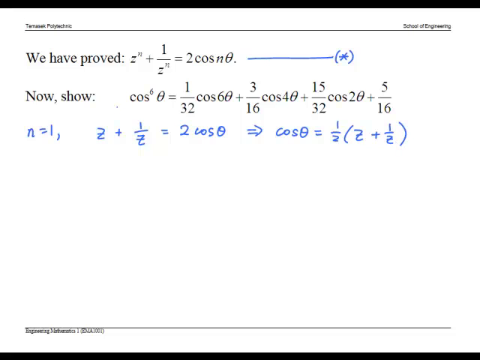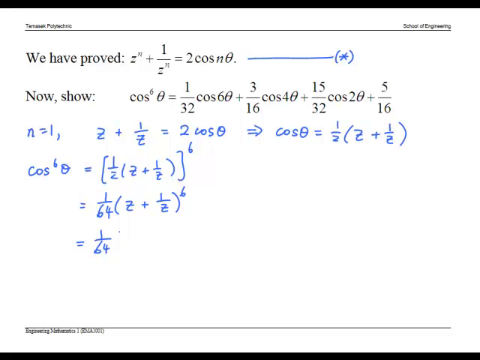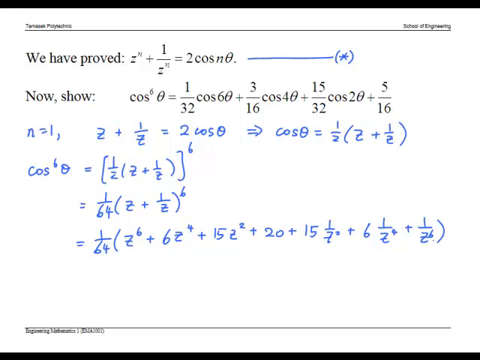On the left-hand side of the second identity, we get 1 over 2 z plus 1 over z, and the whole thing raised to the power 6. 2 to the power 6 is 64. So we need to expand this. By taking some time to expand, term by term, we get the expansion as this. You may use the Binomial Theorem to get each term.